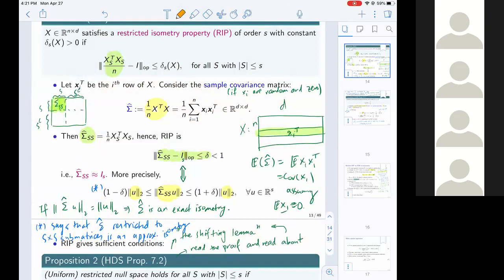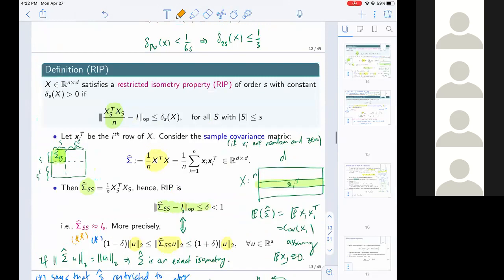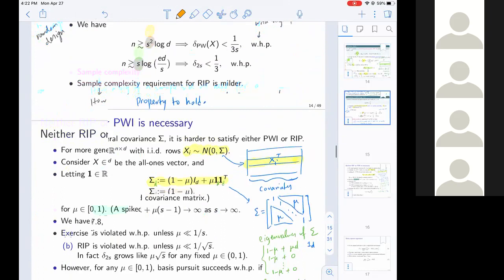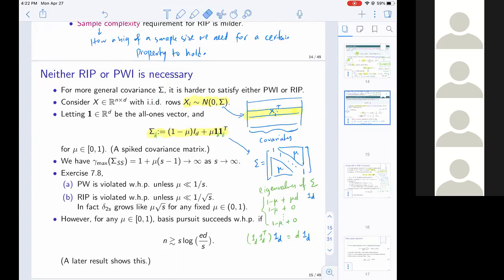So this implies that the absolute value of lambda_i of sigma SS minus 1 is less than or equal to delta. So the distance between the eigenvalues and 1 is less than delta. So this can't satisfy that property, because the largest eigenvalue is going to infinity as s goes to infinity.